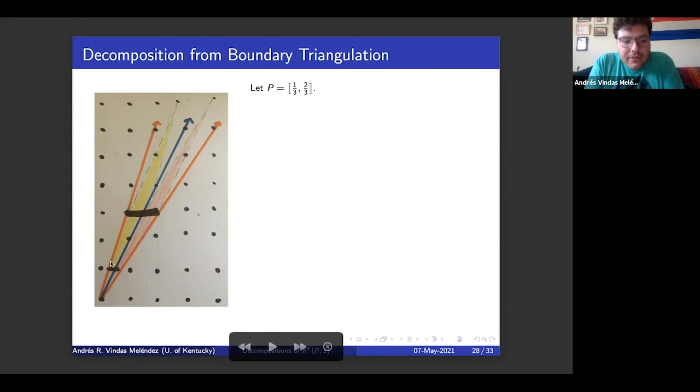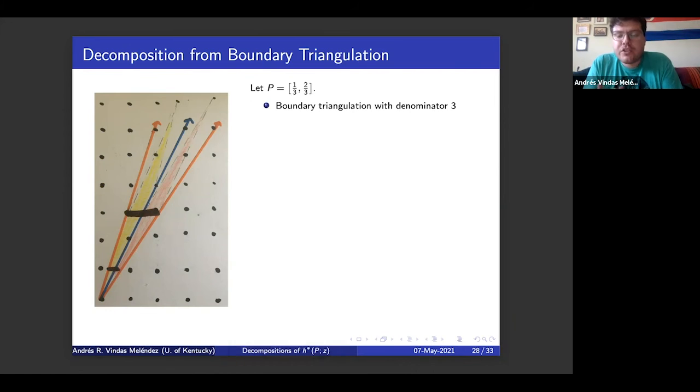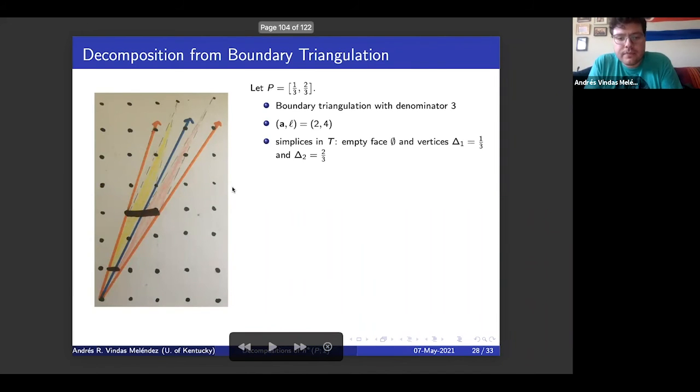And so the orange here is the cone of 1/3, 2/3, okay? I'm taking a boundary triangulation with denominator 3, right? The denominator is the LCM of all the vertex coordinate denominators. I'm going to specify a point inside the interior of the cone. So I'm going to choose 2/4, I mean 2 comma 4. So here's 2, 4. That's the point that I'm choosing, right? The blue is the cone over this point 2 comma 4.